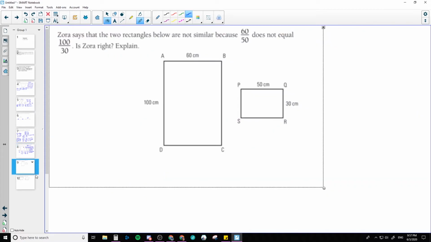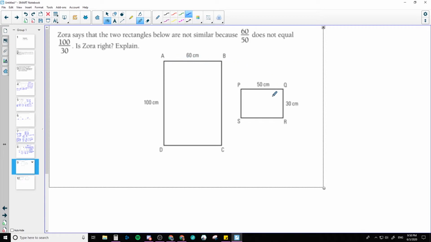All right, 2 more. This says that Zora says that the two rectangles below are not similar because 60 over 50 does not equal 100 over 30. Is Zora right? Explain. So here's the problem. 60 over 50 does not equal 100 over 30. She is correct in saying that. However, that does not mean that these rectangles are not similar.